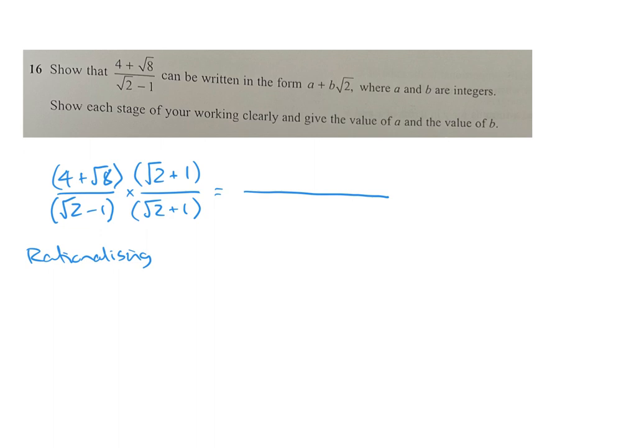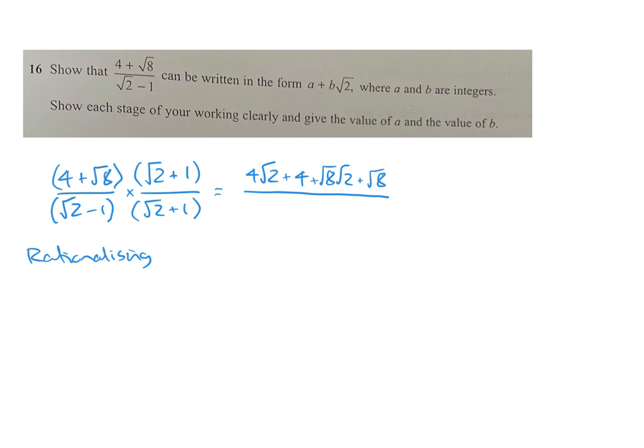So what does that give me? Well, the 4 multiplies the root 2, so I have 4 root 2. And 4 multiplied by 1 is 4. Then I have root 8 multiplied by root 2. And I'll have just root 8 multiplied by 1, which is root 8.